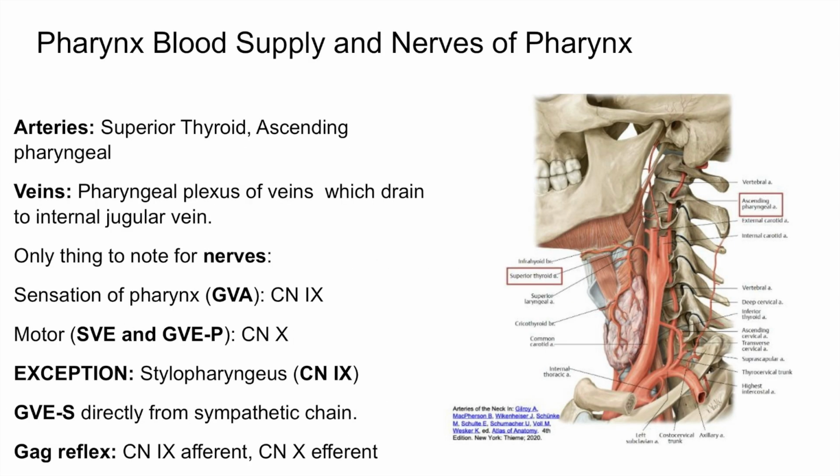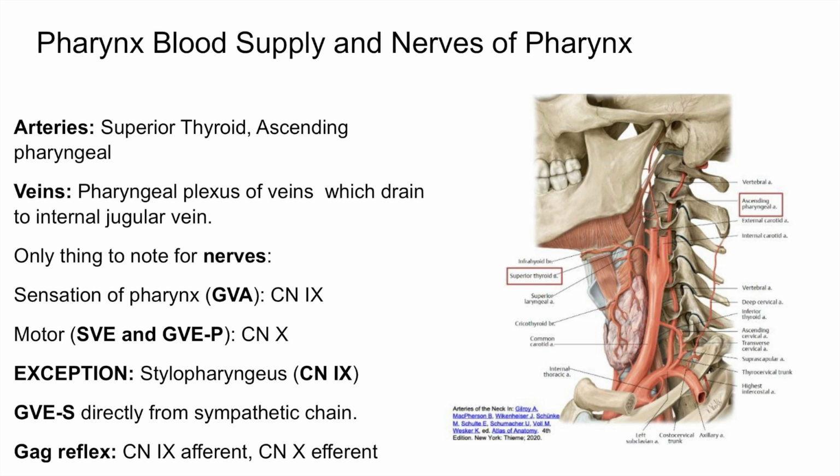All right, so the blood supply and innervation of the pharynx are relatively straightforward compared to the anatomy, but they are high yield because they tie directly into clinical reflexes and nerve lesions. Arterially, the pharynx is primarily supplied by branches of the external carotid system, most notably the ascending pharyngeal artery, with contributions from the superior thyroid artery. These vessels provide a rich vascular network to support the muscular and mucosal layers involved in swallowing.